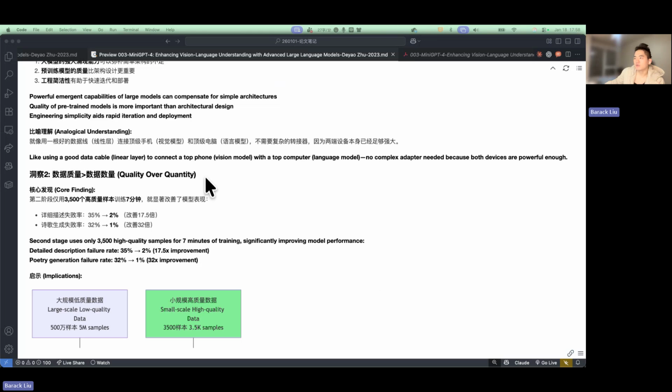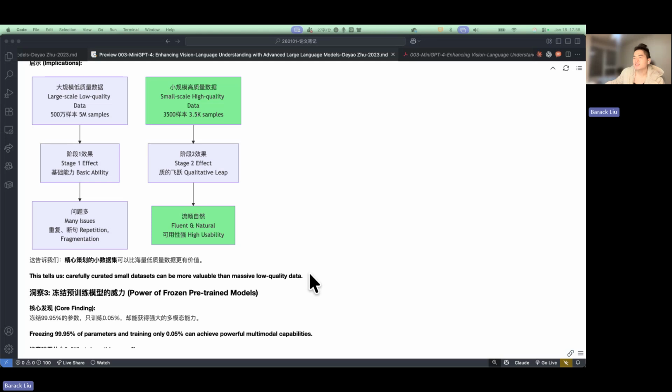Quality over quantity. Second stage uses only 3,500 high-quality samples for 7 minutes of training, significantly improving model performance. Detailed description failure rates: 35% poetry generation failure rate. This tells us a carefully curated small dataset can be more valuable than massive low-quality data.